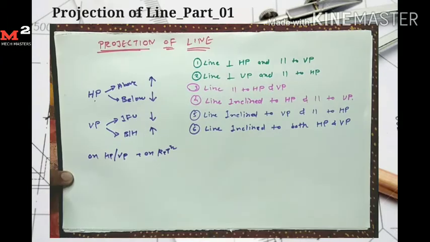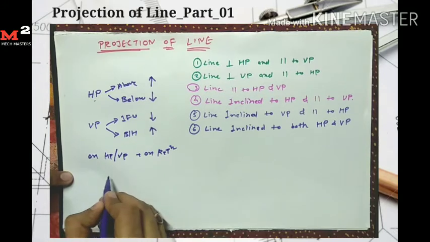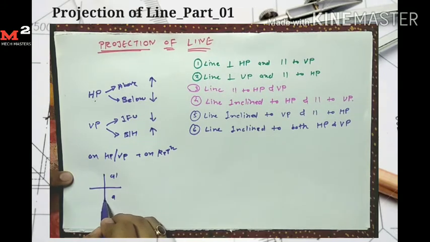One more important point is that when representing the front view and top view of the point, its front view and top view are on the same vertical line, because students make mistakes here.